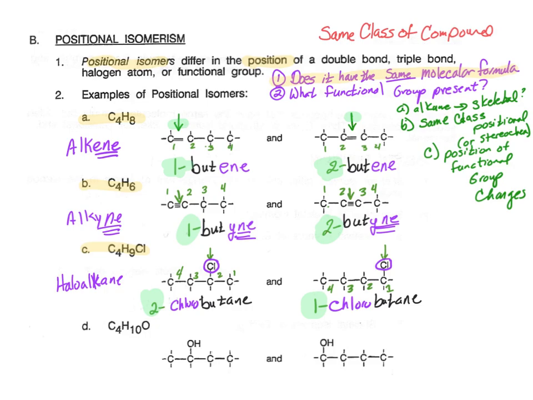Let's look at letter D. They have the formula C4H10O. So there's a possibility that they are isomers because they have the same formula. Next, we find the functional group here and here, and we see that they are OH, so they're both what class of compound?